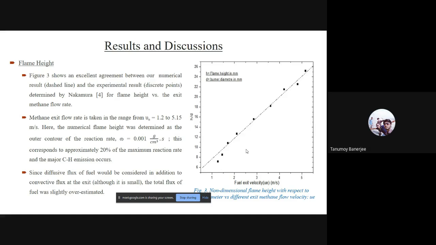It is done for different flow velocities, ranging from 1.2 meters per second of methane flow velocity to 5.15 meters per second, and the outer contour of the reaction rate is considered. The outer contour of the flame height is where the reaction rate comes out as 0.001 gram per cm3 per second. It is considered as the outer contour of the reaction.